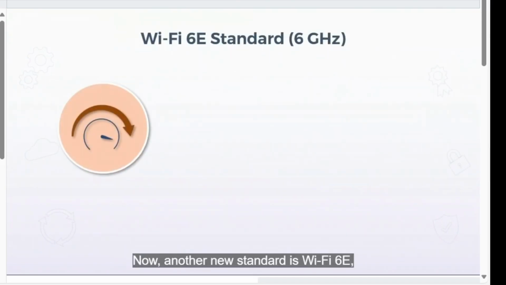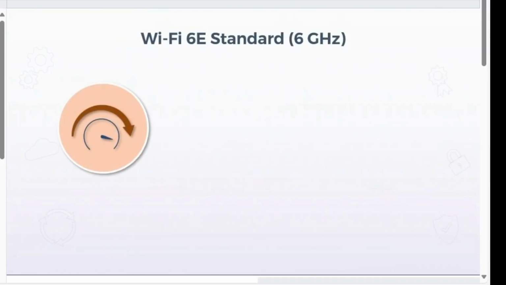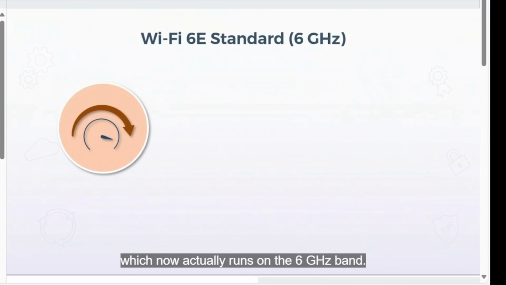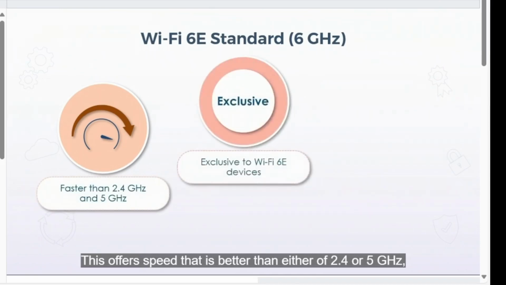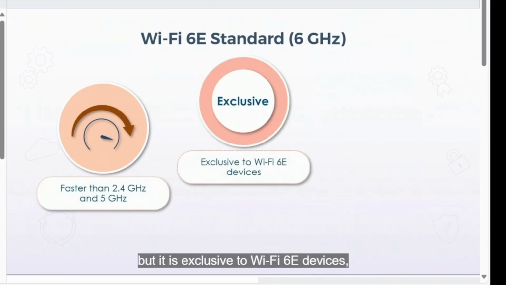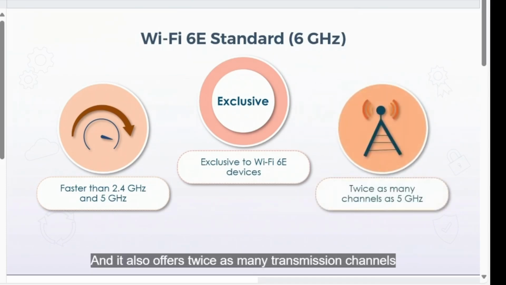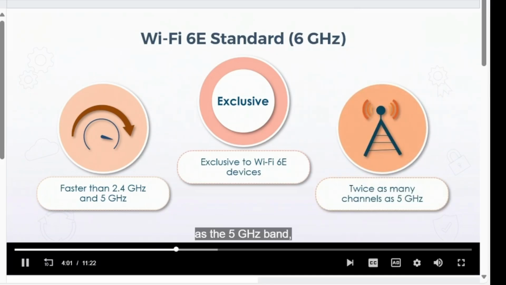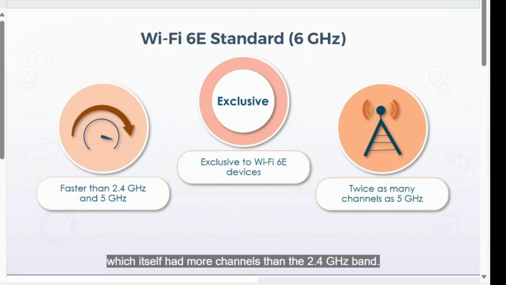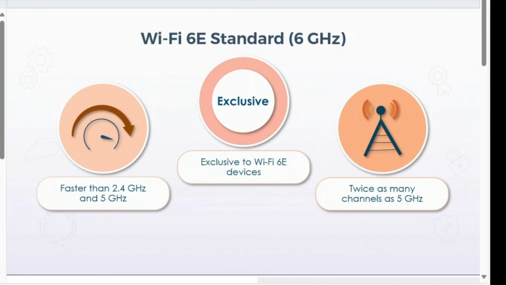Now, another new standard is Wi-Fi 6E, which now actually runs on the 6 GHz band. This offers speed that is better than either of 2.4 or 5 GHz, but it is exclusive to Wi-Fi 6E devices. So this means that all of the devices you are using must all support Wi-Fi 6E. And it also offers twice as many transmission channels as the 5 GHz band, which itself had more channels than the 2.4 GHz band.